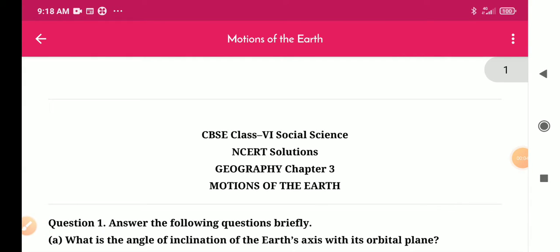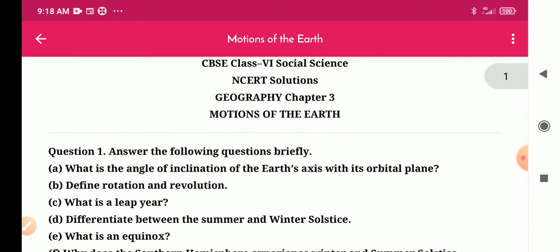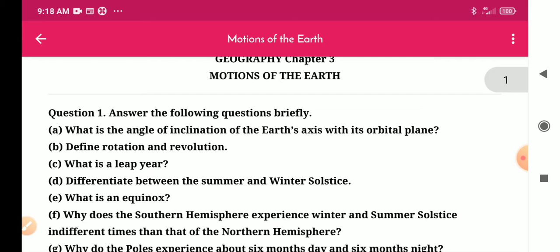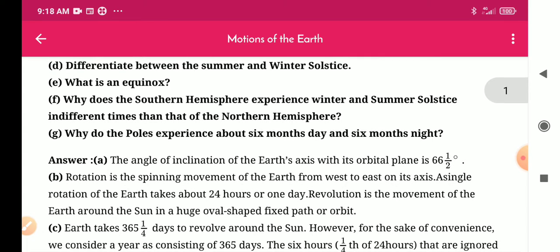So today we are studying chapter 3 of Geography, Motions of the Earth, Standard 6th. Question number 1. Answer the following questions briefly. A. What is the angle of inclination of the Earth's axis with its orbital plane? Answer. The angle of inclination of the Earth's axis with its orbital plane is 66 1/2 degrees.